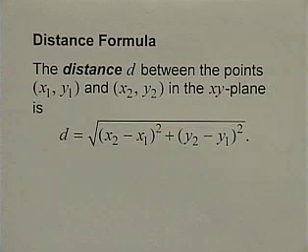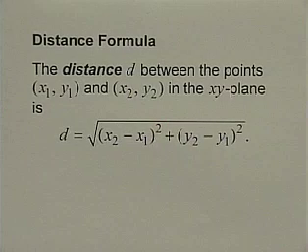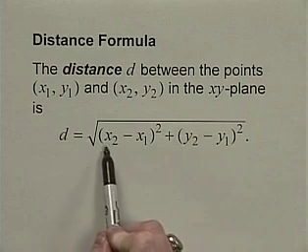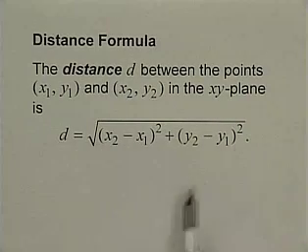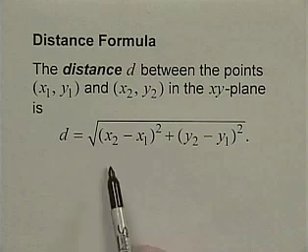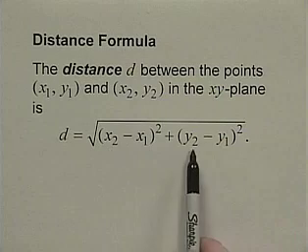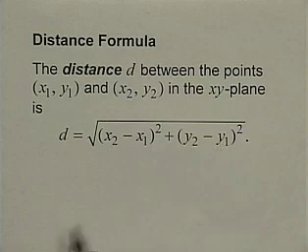The distance formula here. The distance, d, between the points (x1, y1) and (x2, y2) in the xy plane is given by this formula. d is equal to the square root of this huge quantity here. And remember, all of this is under the square root sign, underneath the radical. What we're interested in is (x2 minus x1) squared plus (y2 minus y1) squared.